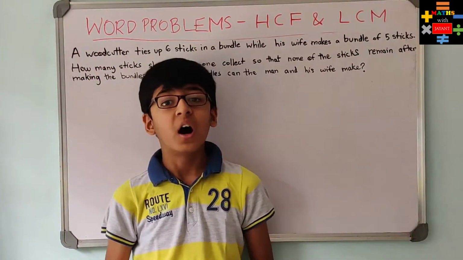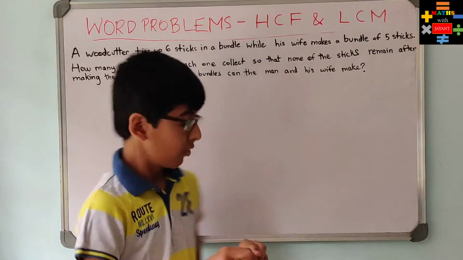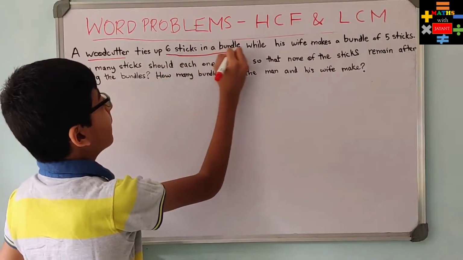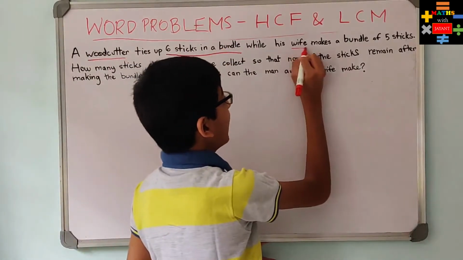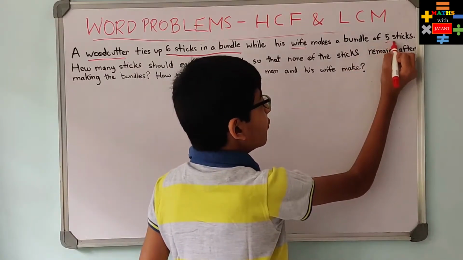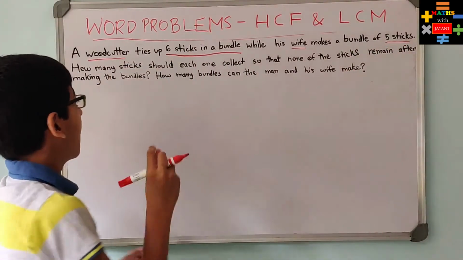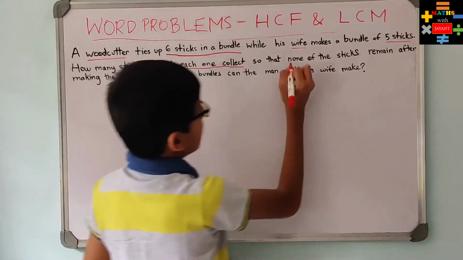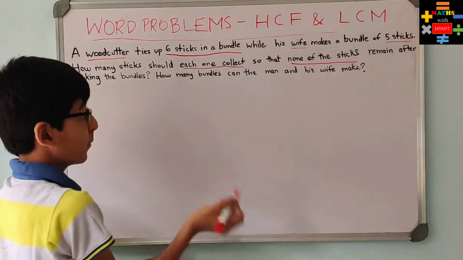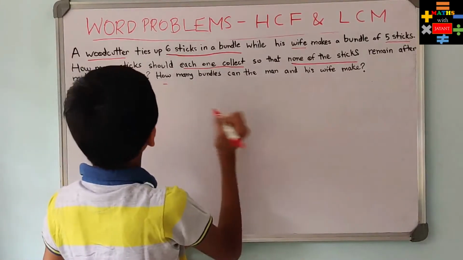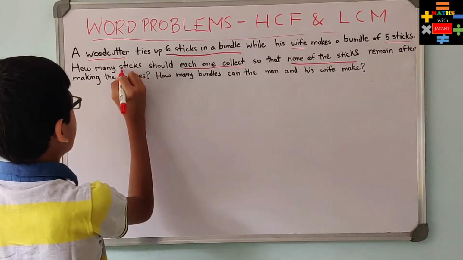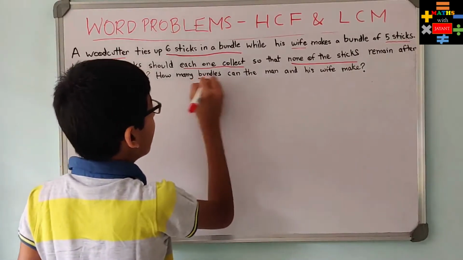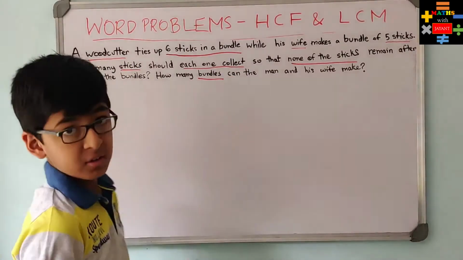So now let us solve our next word problem. There is a woodcutter. He ties up 6 sticks in a bundle, while his wife makes a bundle of 5 sticks. So how many sticks should each one collect so that none of the sticks remain after making the bundles? And the second question is how many bundles can the man and his wife make.